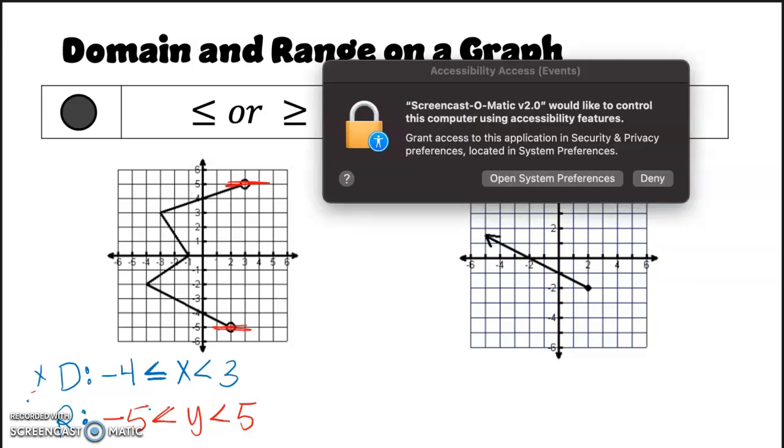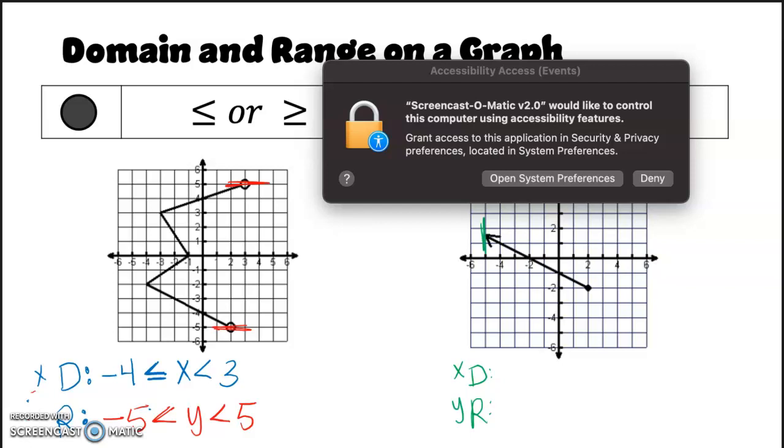So now we're going to look at this second example on the right. I'm going to do the same thing, find my domain, and I'm going to find my range. Remember, domain is our x values, range is our y values. So looking at this one, to find my smallest x value, I'm going to see how far left the graph goes, and I see it goes right here, but it's an arrow.